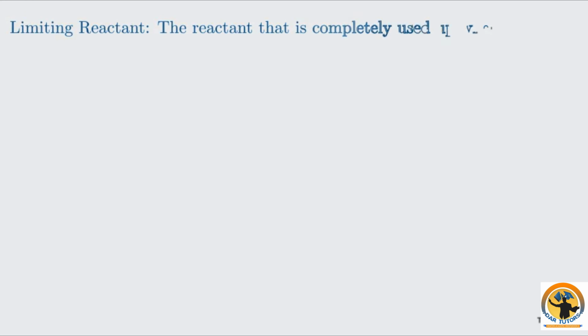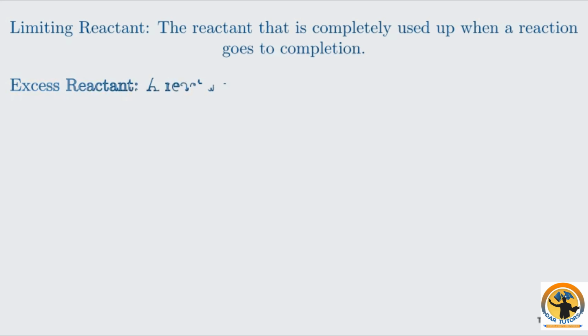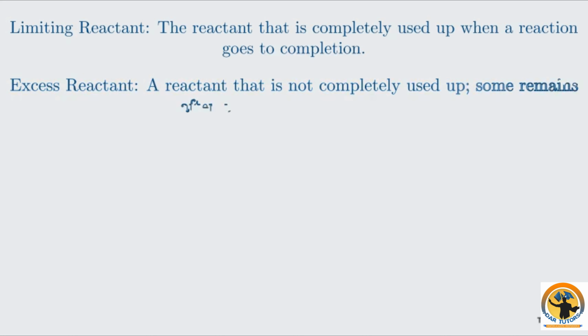Our first topic is limiting and excess reactants. This is a fundamental concept in chemical stoichiometry. In a chemical reaction, the limiting reactant is the substance that is completely used up first. Once it's consumed, the reaction stops. Conversely, the excess reactant is the substance that is not completely used up. After the reaction has gone to completion, some of it remains unreacted. It is crucial to understand that the limiting reactant dictates how much product can be formed.